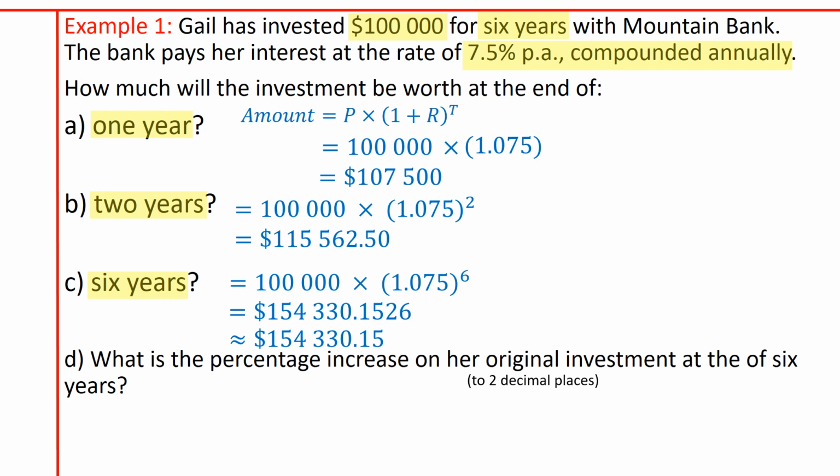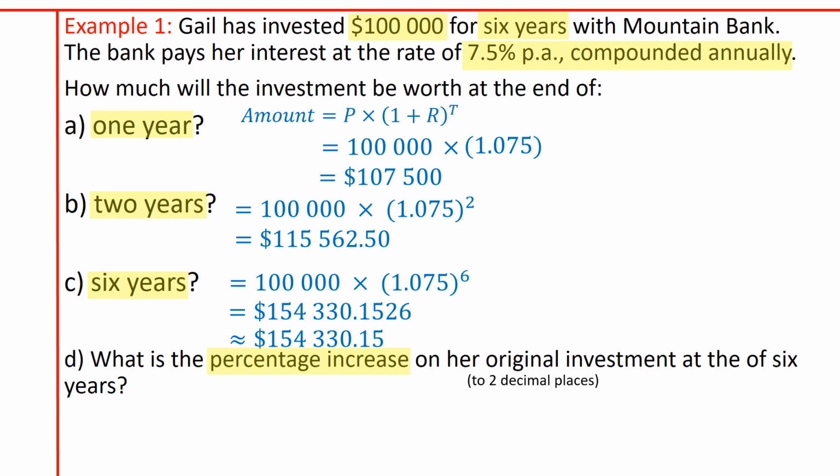The final question, part D, says what is the percentage increase on her original investment at the end of 6 years? Now, there's 2 ways to work this out. So for the moment, I'd just like you to listen and I'll talk you through both steps, and then you can choose which step to copy down, or you might like to copy down both. Remember, there's lots of different ways to do things in financial maths, and you need to pick the way that makes sense to you the most.